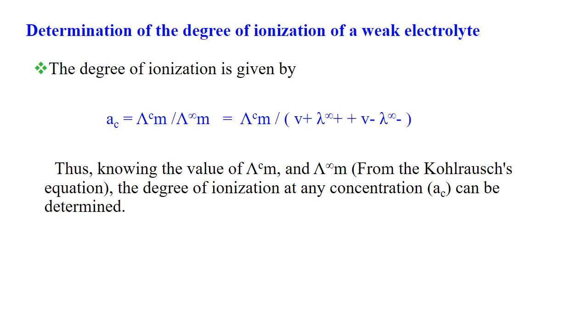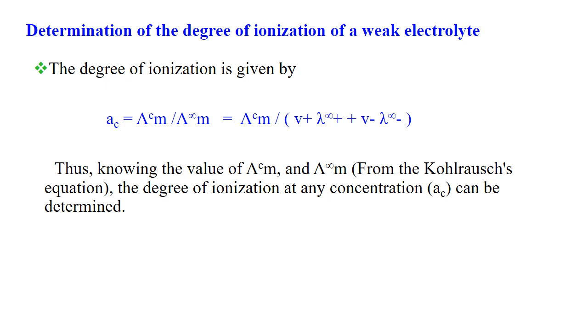Now how will we determine the degree of dissociation or ionization? We call it alpha. Here I just mentioned it as A, but you can think of it as alpha. I also mentioned this in the previous video. So the degree of ionization is given by alpha equals lambda m at concentration C divided by lambda m at infinite dilution. And for lambda m at infinite dilution, we can put in Kohlrausch's formula, that is v plus lambda m infinite plus plus v minus lambda m infinite minus. So by this we can calculate the degree of dissociation or ionization.